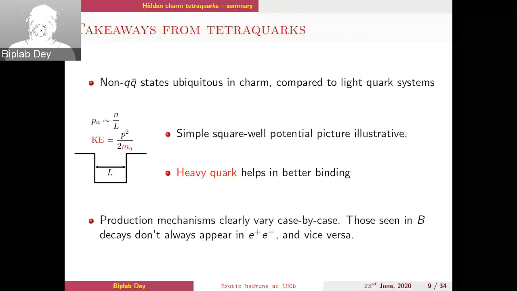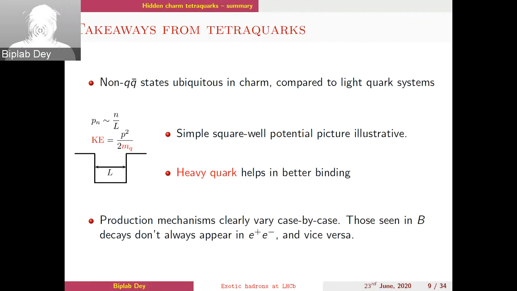So if you look at the kinetic energy term that goes as 1 over the mass, this means that if the quark is heavy, the kinetic energy term is lower, and that helps in better binding. And again, the production mechanisms for these XYZ states clearly vary case by case. Those seen in B decays do not appear in e+e- collisions, and vice versa. So it really depends on the particular XYZ state you're looking at.